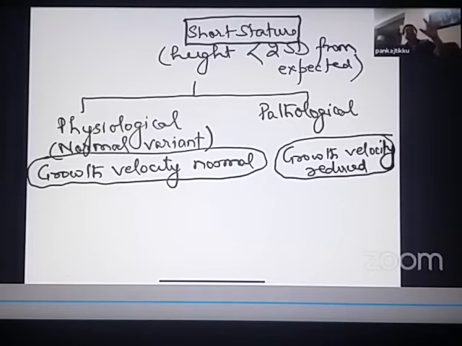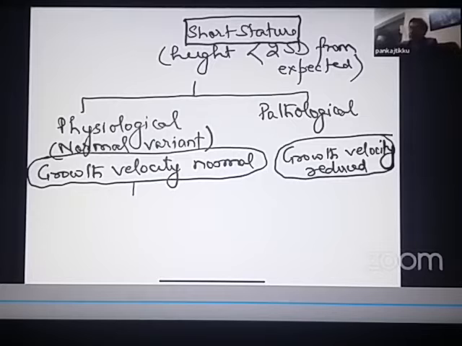So if the child is increasing in height at the same rate as a normal child, but is still short, the child will be called a child with a physiological short stature. On the other hand, if the child's growth velocity, how much height the child is increasing every year, is less than normal, this child will be called a child having a pathological short stature.